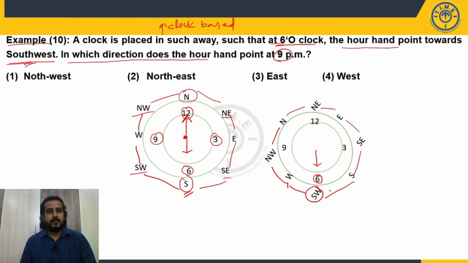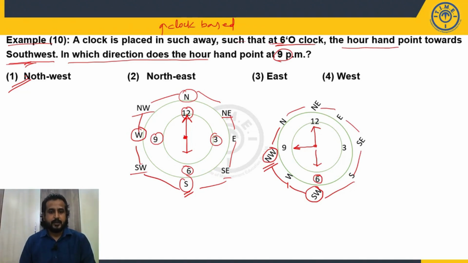Okay, done. Now what is the given question? In which direction does the hour hand point at 9 p.m.? When it is 9 p.m., the hour hand is pointing towards 9, and the minute hand will be towards 12. In general, it is west. But as per this changed direction, it is towards which direction? Northwest. So what will be my answer? Northwest. So my answer is northwest. Right? So this is how clock based questions will be answered.